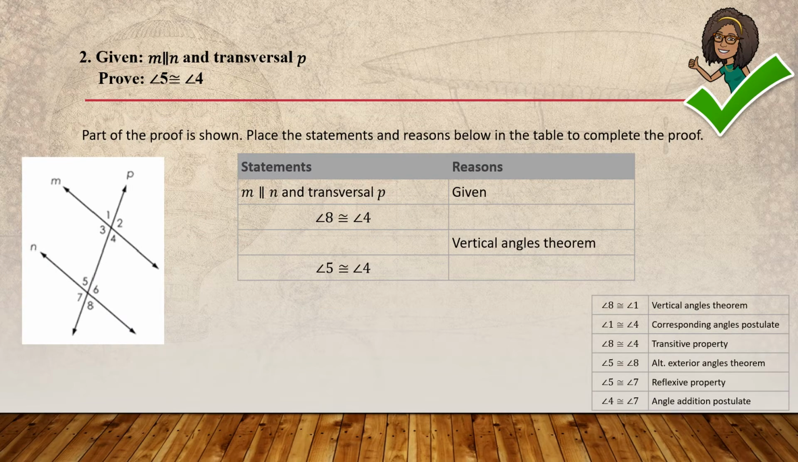All right, so let's look at number 2. So number 2, we have a proof. The proof says they are giving us that the two lines M and N are parallel with a transversal of P, and we are trying to prove that angles 5 and 4 are congruent.